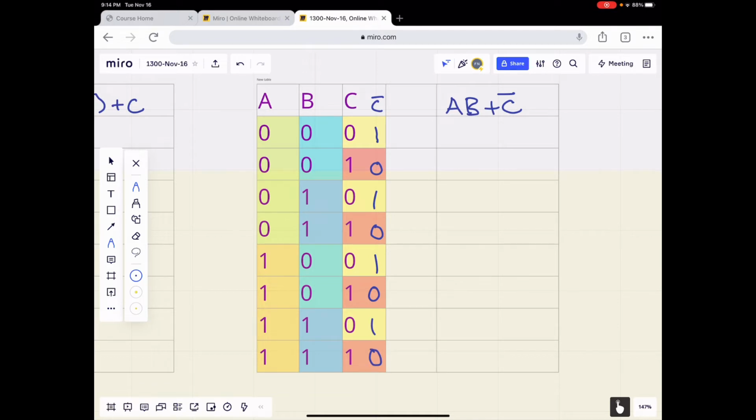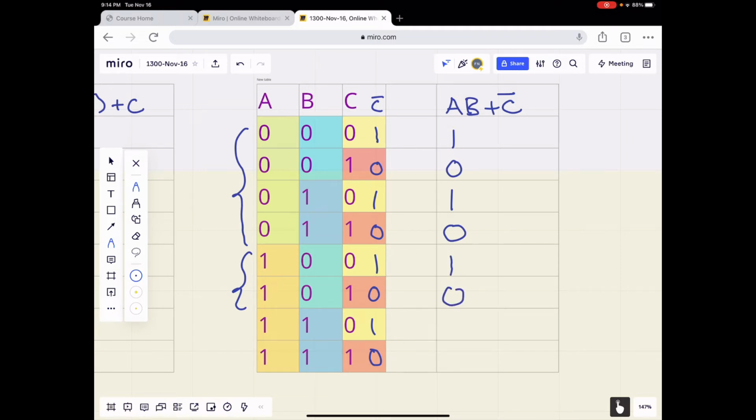All right, so now I don't worry about C, but I worry about C not. So with A times B, anything multiplied by 0 equals 0, so I just plus C not, and C not equals 1. So I put out 1 over here, 0 over here, 1, 0. I don't have to worry about this one either because B equals 0. So I only worry about C not. So C not equals 1, C not equals 0.